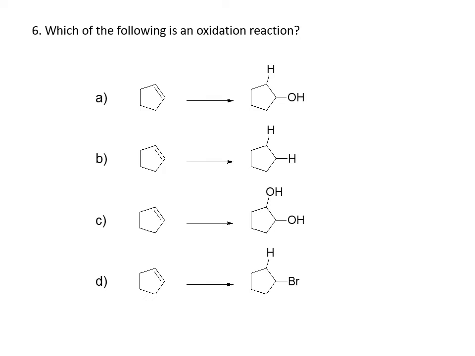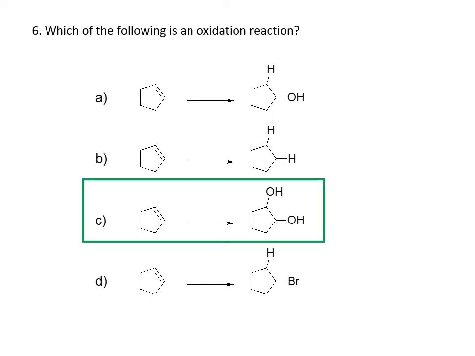And D, one carbon has a new hydrogen attached to it, another one a new bromine attached to it. So hydrogen, that would be reduction. The carbon that has bromine attached to it has been oxidized. So one carbon has been reduced, one oxidized. So this is neither oxidation nor reduction. The correct answer is C.